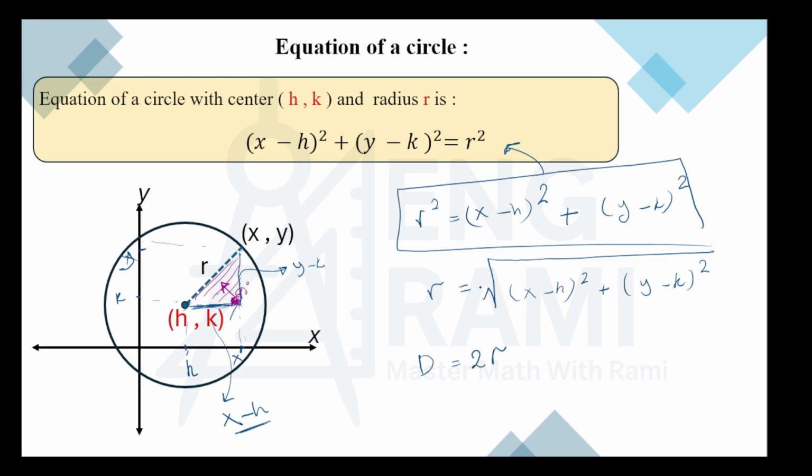Then you have just to compute 2 times the square root of (x minus h) squared plus (y minus k) squared.